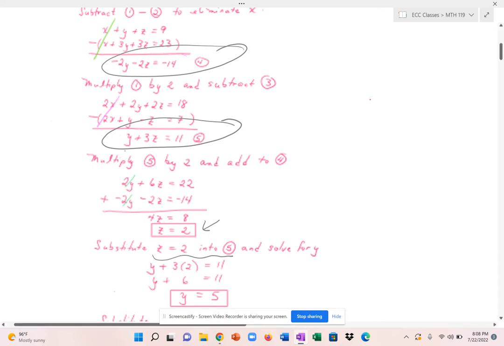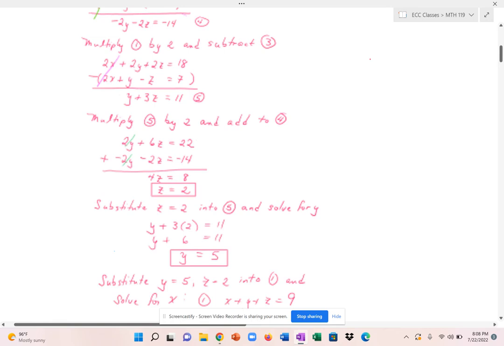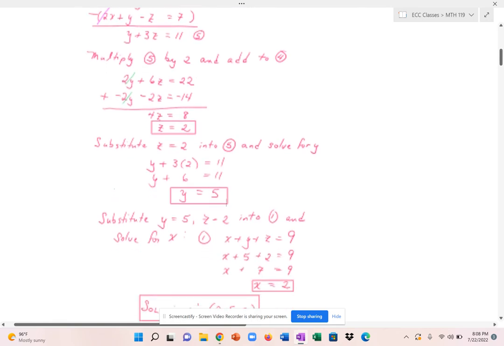So equation 5 with z replaced with 2 is y plus 3 times 2 equals 11. That gives me y plus 6 equals 11. Subtract 6 from both sides, you get y is equal to 5. So now I know the answer for y and z. I just need to figure out what x is. And so to figure out what x is, I just replace the y and the z, the 5 and the 2, into one of the original equations. So I decided to plug them into equation 1.